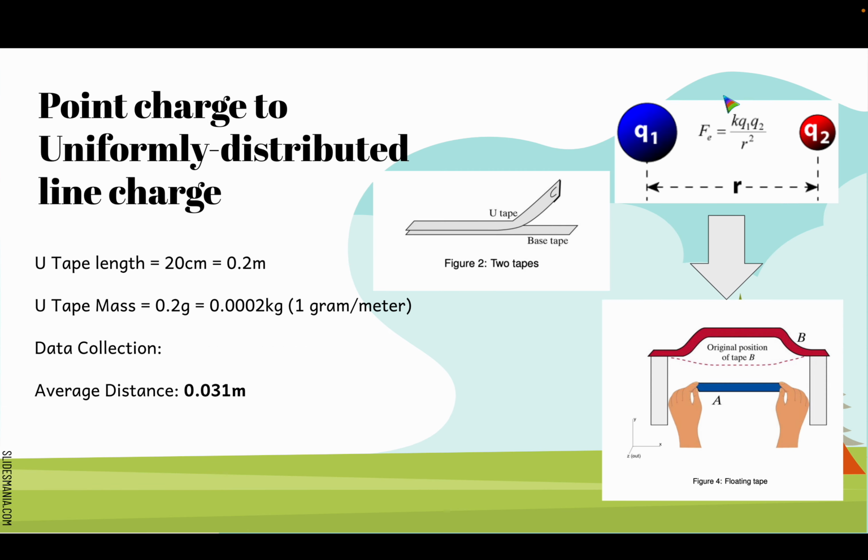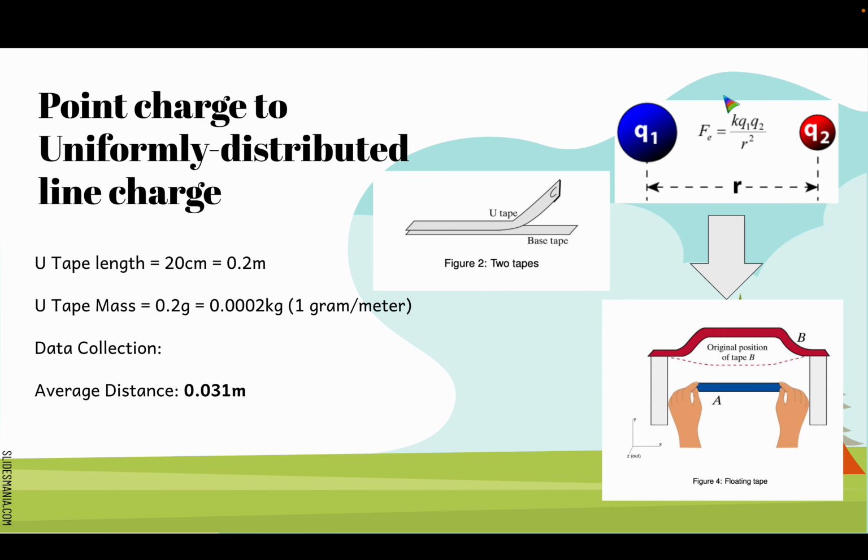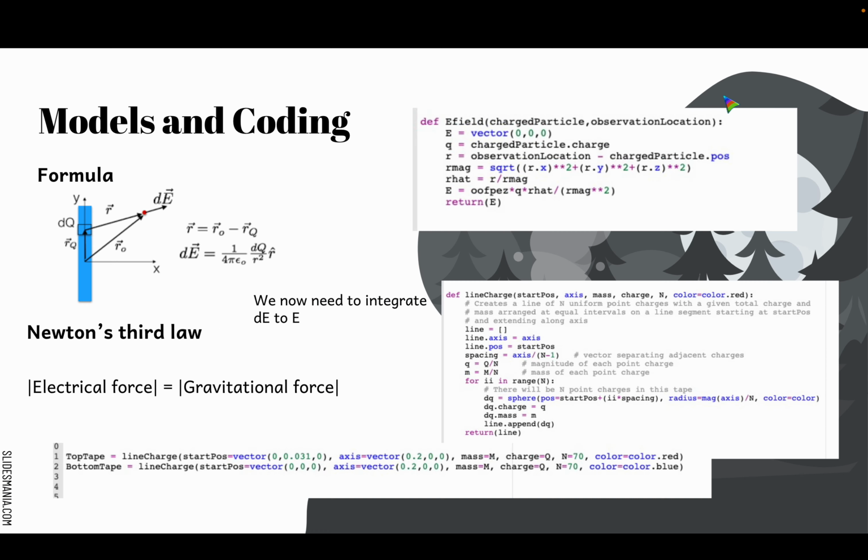However, there's a huge difference here because in this lab we were treating two tapes as uniformly distributed line charge instead of point charge. So there will be a huge difference in the estimated net charge on each tape, and I will discuss it more in the final result. However, for the other data, like U-tape length and U-tape mass, they are basically the same as lab 1.